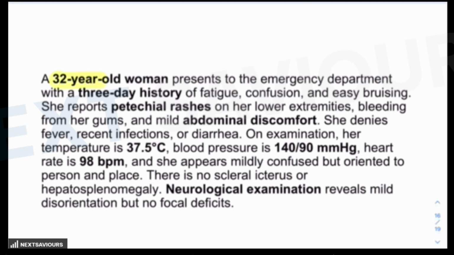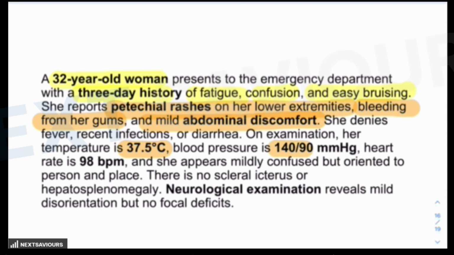A 32-year-old woman presents to the emergency with a 3-day history of fatigue, confusion, and easy bruising. Now she reports petechial rash on her lower extremities, bleeding from the gums, and mild abdominal discomfort. So this is one of the features related to thrombocytopenia presented to you. The second is she denies fever, recent infections, or diarrhea.